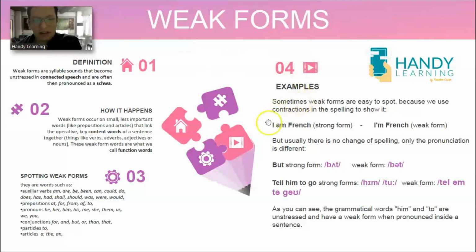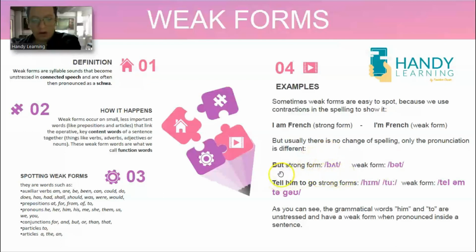So let us check out the examples here. Sometimes weak forms are easy to spot because we use contractions in the spelling to show it. For example, a strong form will be "I am French". Let's imagine somebody is saying I am French. By saying "am", he's using a strong form because he is doing an emphasis. But in a normal way, it will be I'm French. Therefore, am becomes a weak form because there's no emphasis. But usually there's no change of spelling. Only the pronunciation is different.